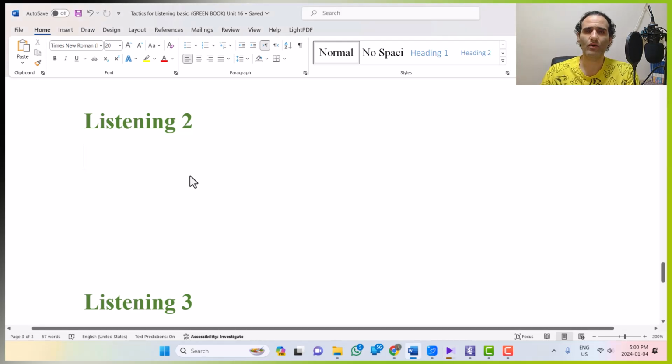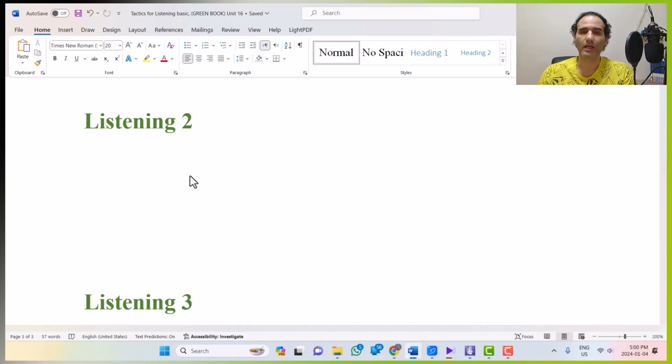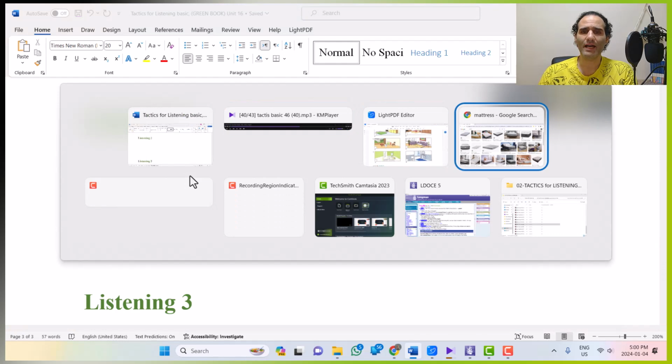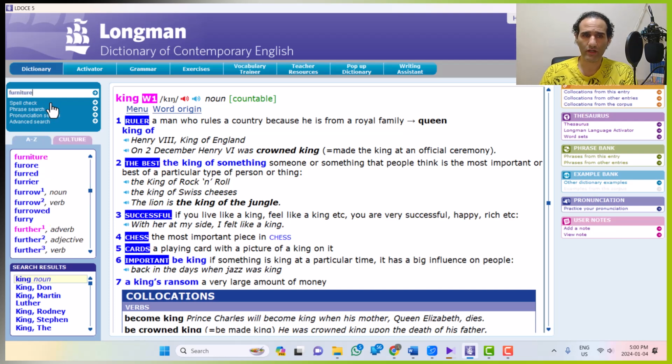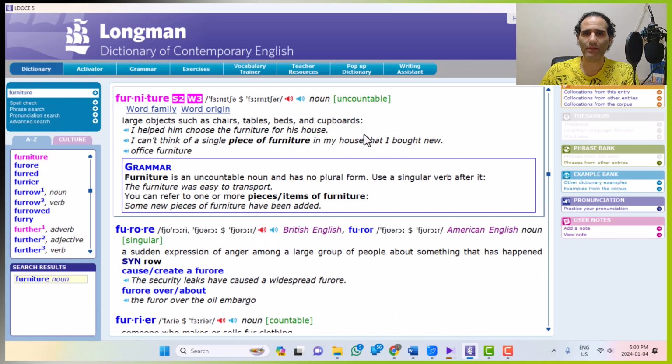So she doesn't say many furniture, but much furniture. Why? Because furniture is non-count. How do we decide which word is count, which word is non-count? Longman Dictionary of Contemporary English, or Oxford, or Cambridge, or any other dictionary. This is just an example. Furniture. How many syllables has it got? It's telling you 3 syllables.